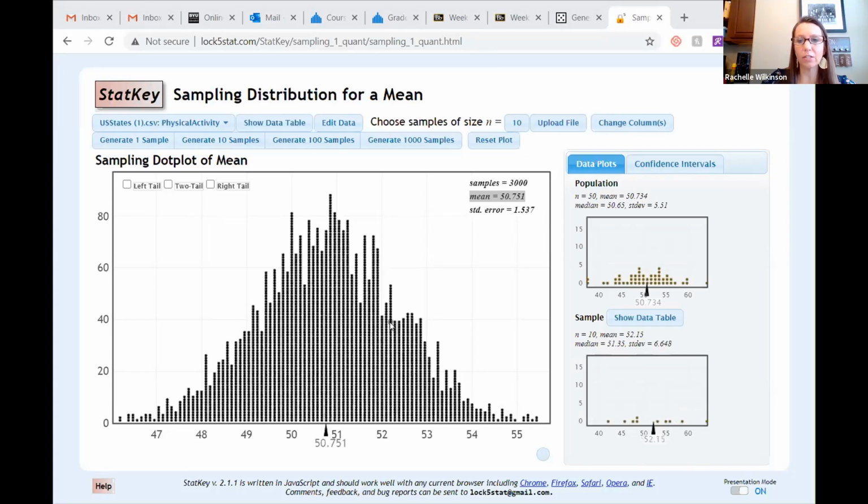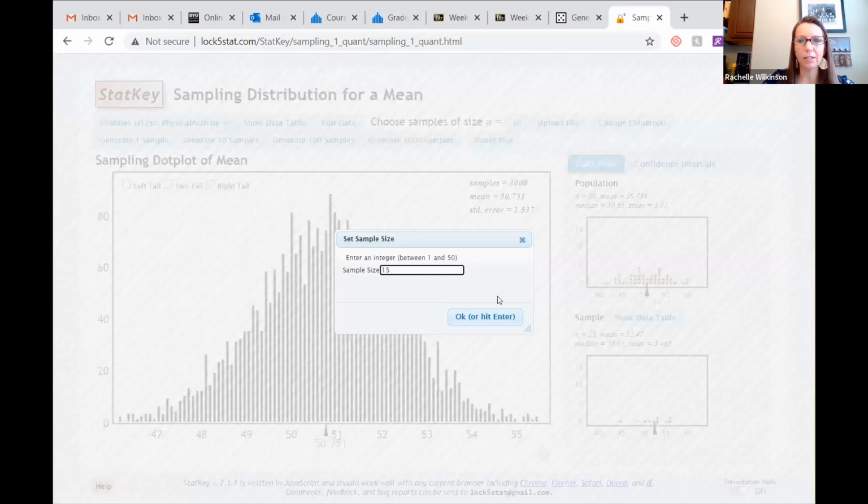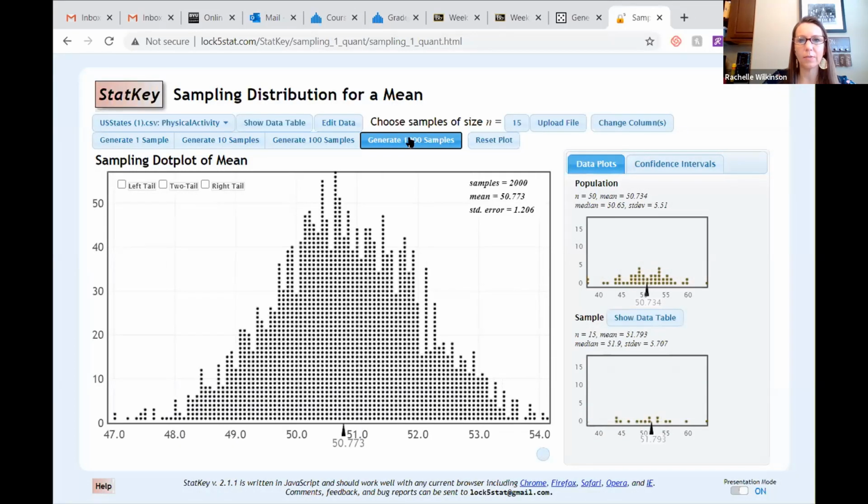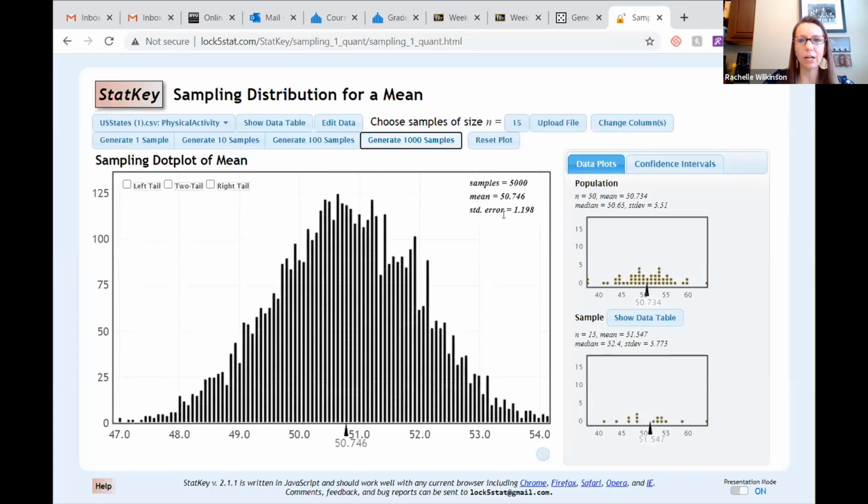And if I roll over these dots, you can see in the lower right-hand corner that now these means are based on samples of size 10 rather than size 4. So there were 10 numbers averaged together to get each one of these dots rather than just 4. And I'm going to change this to 15 and see what happens there. I'll create a few thousand samples. Okay, and what happened to my standard error? It went down even more. So the bigger my sample size, the smaller my standard error.